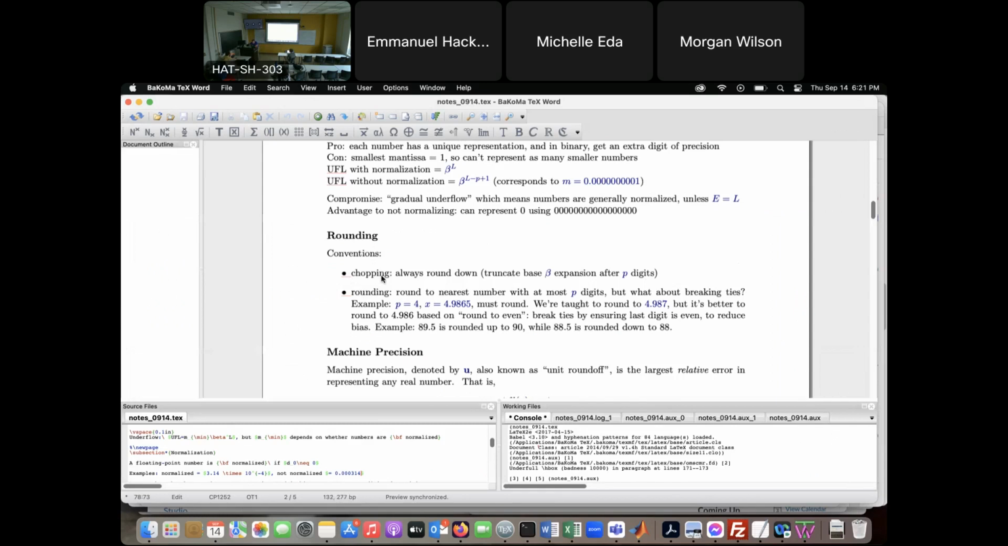One is chopping. So that refers to always rounding down. So if you have an expansion of your actual number in your base, then you just cut off the expansion after you get p digits in total, and you just leave it at that. But you can imagine that's not always the most accurate choice. So that'd be like taking 0.899 and then rounding it to be 0.89, but it's really much closer to 0.9. So the better choice would be rounding.